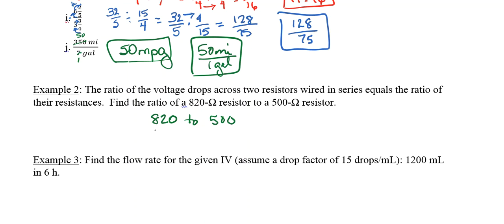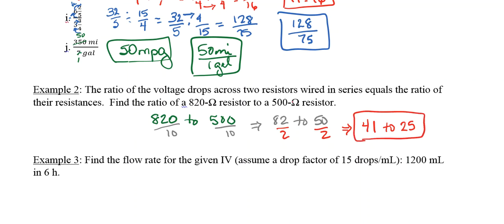They're both divisible by 10, so I'm going to do that first, get them down a little bit smaller. So I end up with 82 to 50. I see they're both even, so I'm going to divide them by 2. I end up with 41 to 25. 25 is only divisible by 5, which does not go into 41. So it's a 41 to 25. They're both in the units of ohms, and resistances are always in ohms, so I don't need to worry about that one.